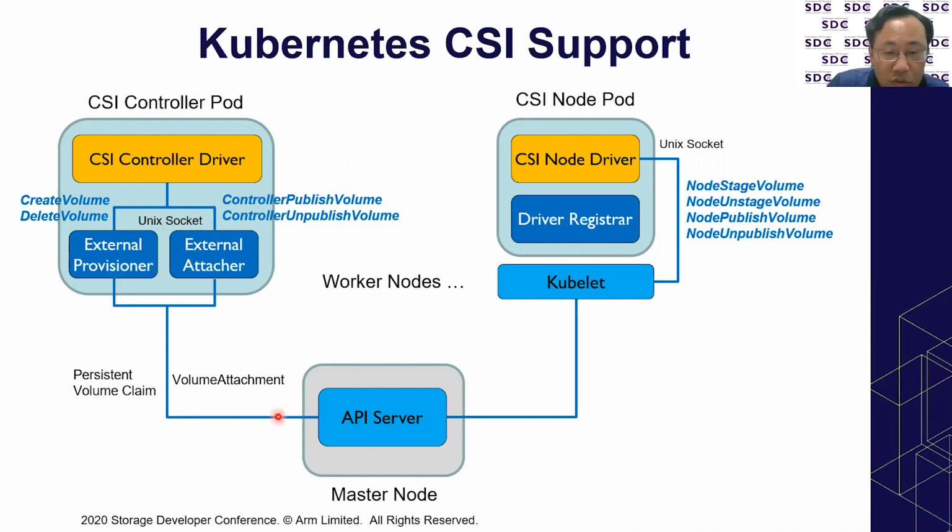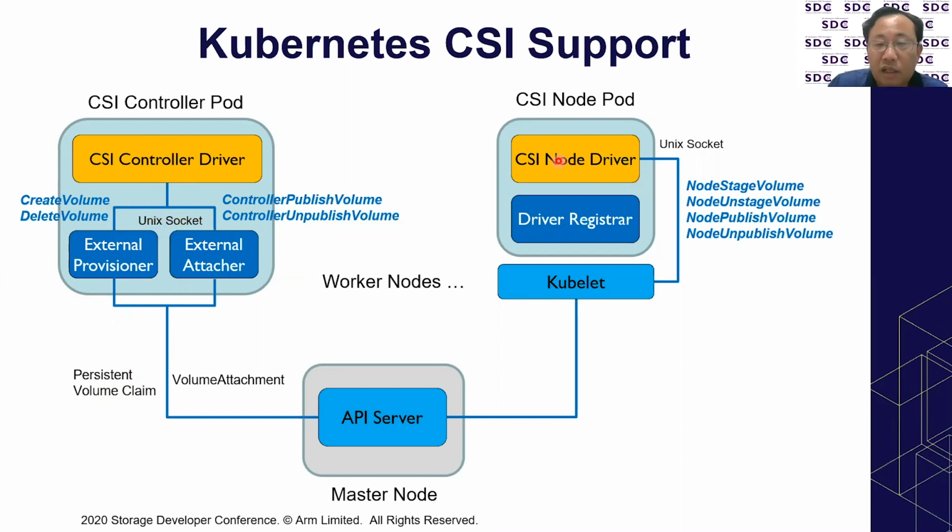They talk to the API server, watching the persistent volume claim objects and the volume attachment objects, and watching these changes. For the external provisioner, if it sees a new persistent volume claim, it will send create volume and delete volume messages to the actual CSI controller driver through a Unix socket. It's similar for the external attacher. So the CSI controller driver is decoupled from the API server, which makes it much easier to develop and maintain.